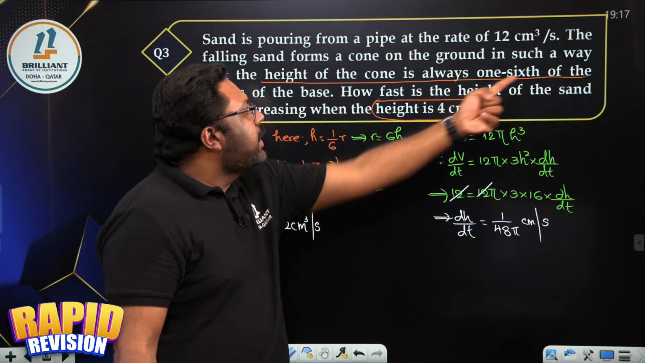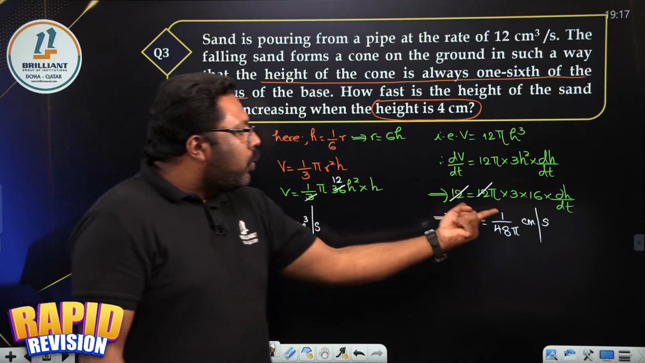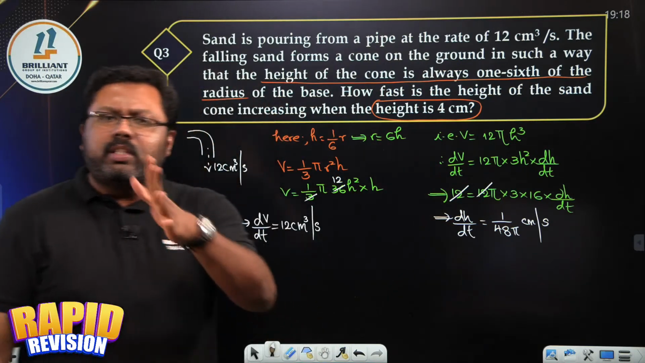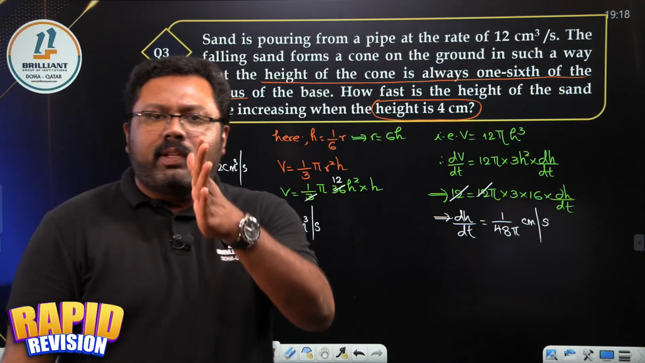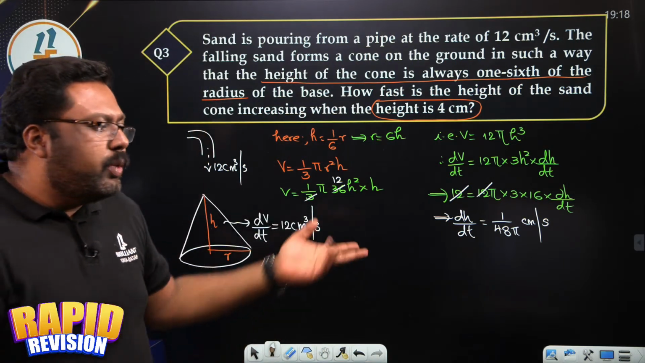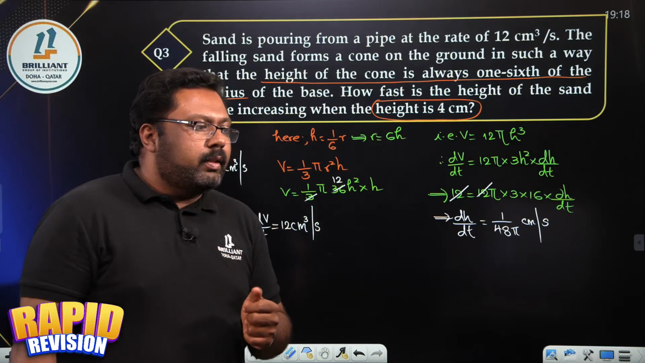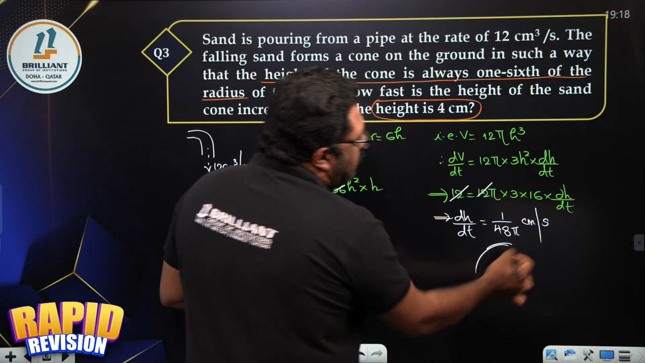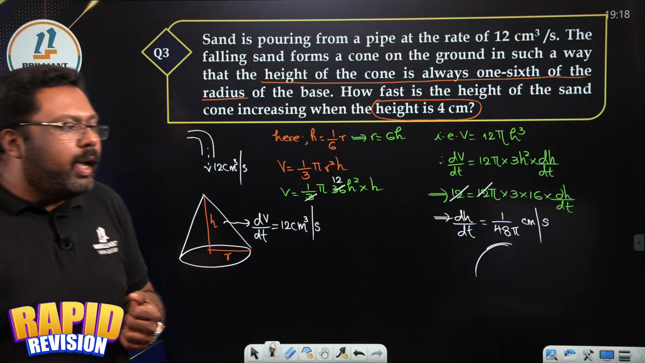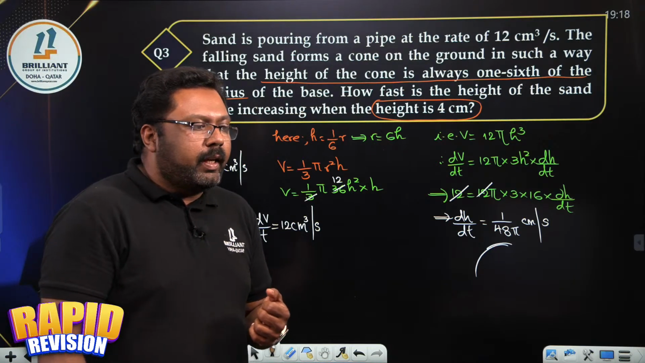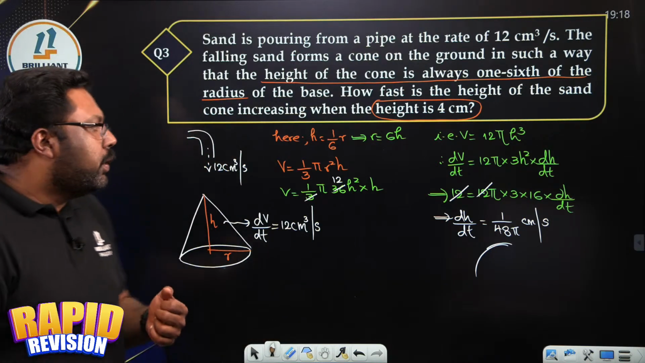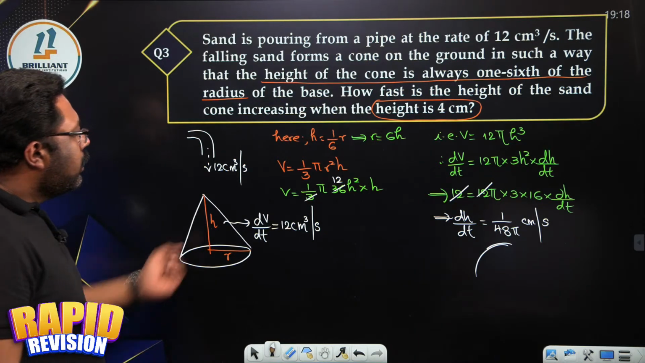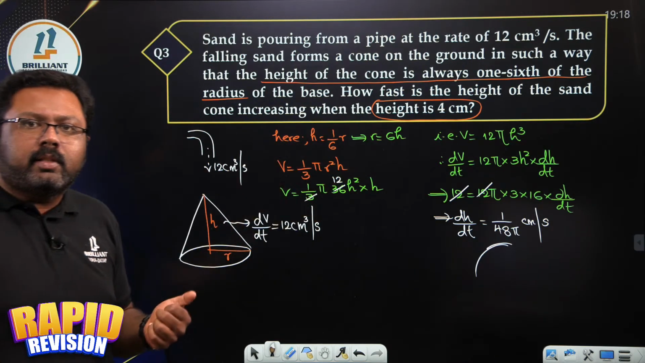So how fast is the height increasing? 1/48 pi. Don't substitute pi. They are not interested in those kind of substitutions. Subjective questions, leave it like that. Okay, fine. 1/48 pi centimeter per second. Got it? Okay, fine. Good question, like a case study based question.